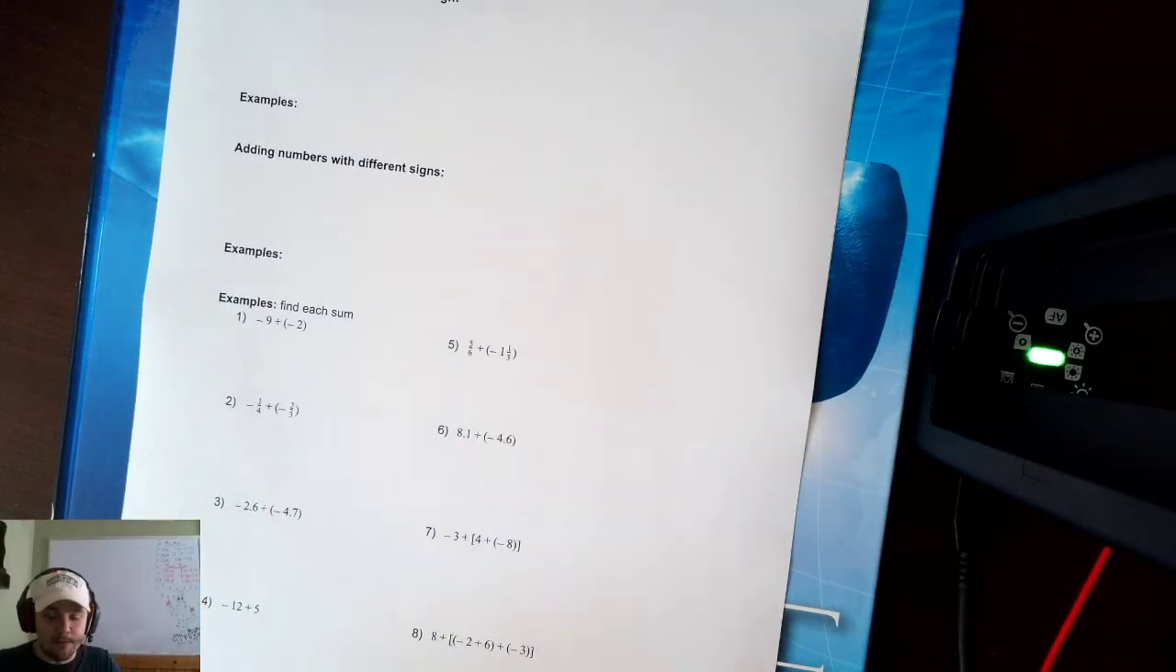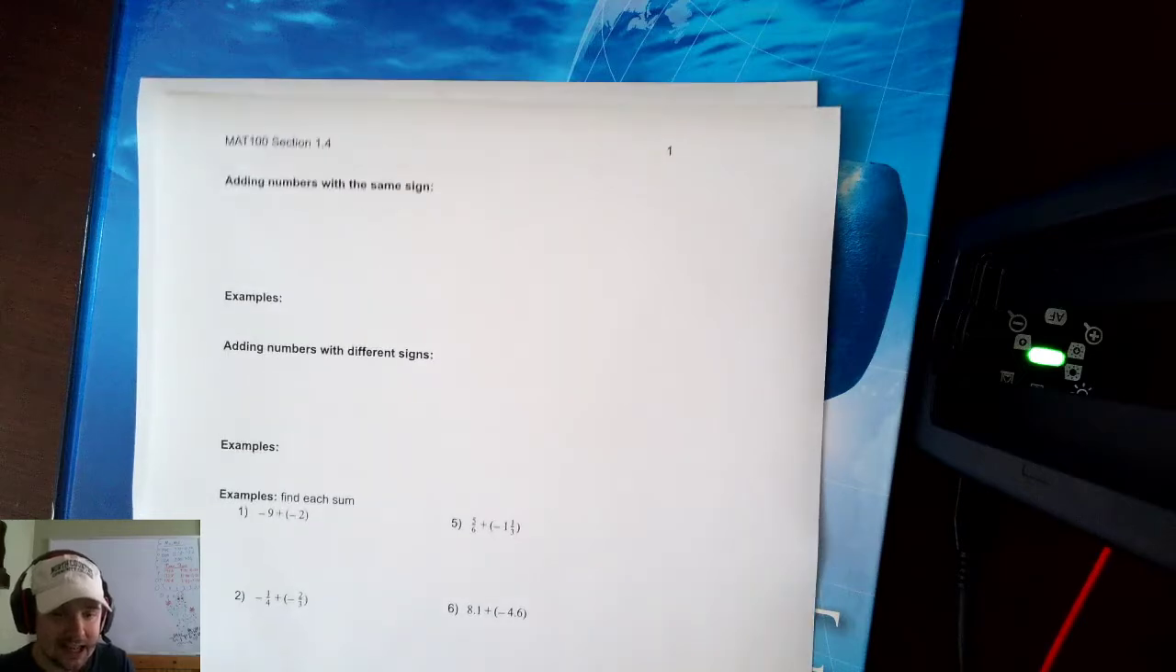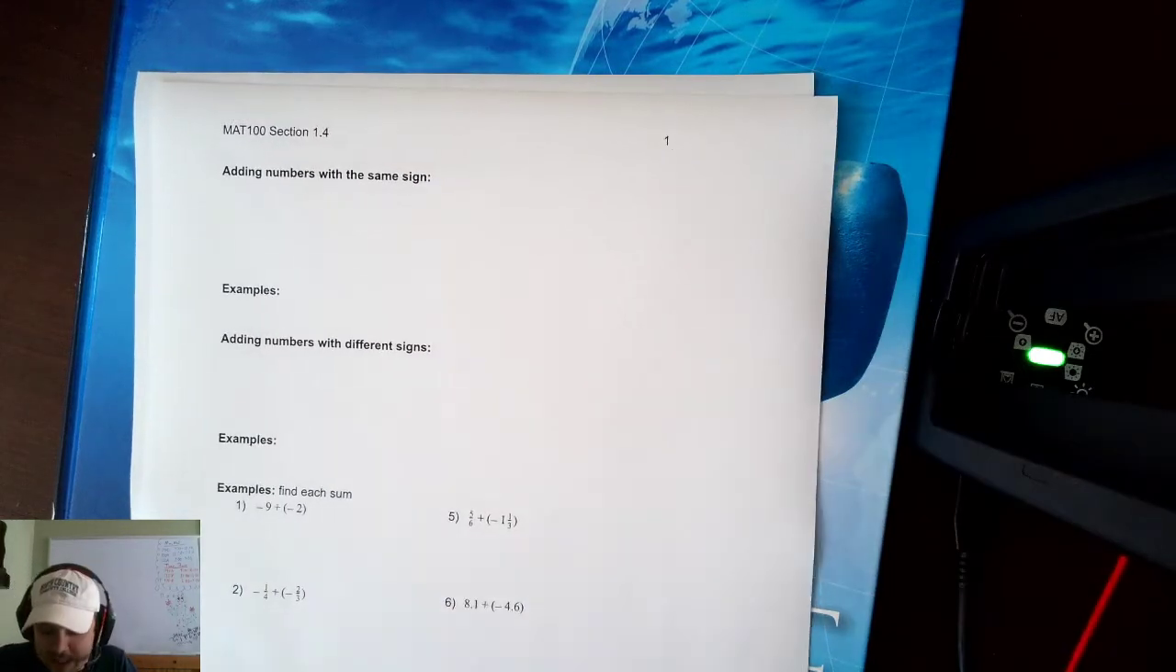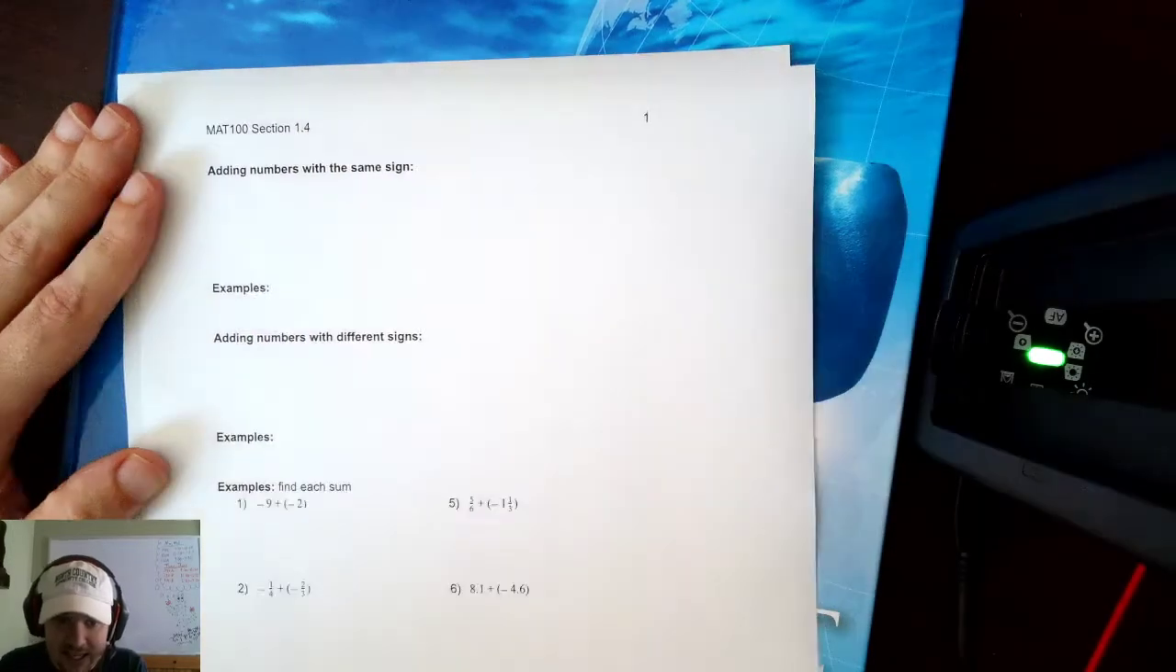Today we're going to talk about Math 100, section 1.4, and this is all about adding numbers with signs on them, positive and negative numbers. So we've got two options, same sign or different sign. Let's look at adding numbers with the same sign.